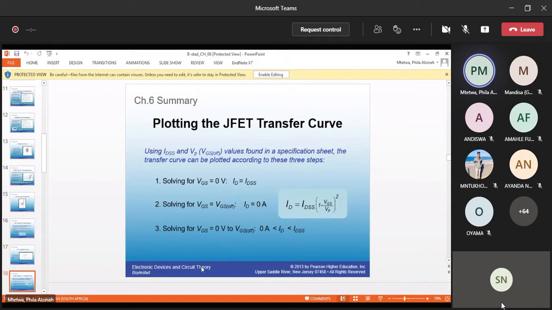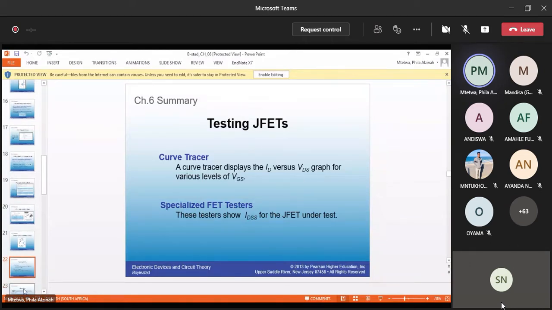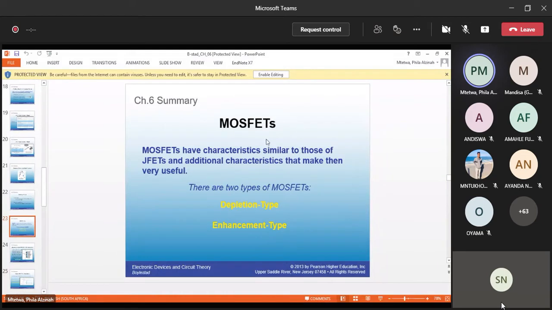But we'll do that more in the forthcoming chapter. So that's a specification sheet for your JFET. Let's go past that one. Also that one, let's just pass it. And then that was a JFET.